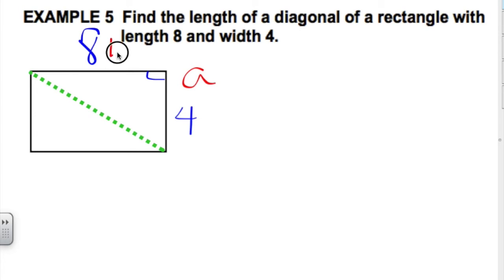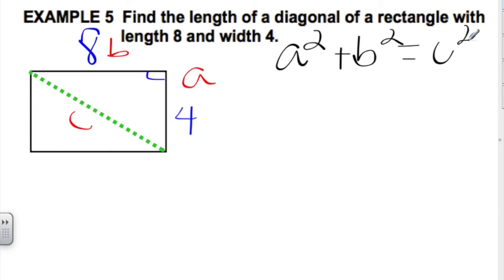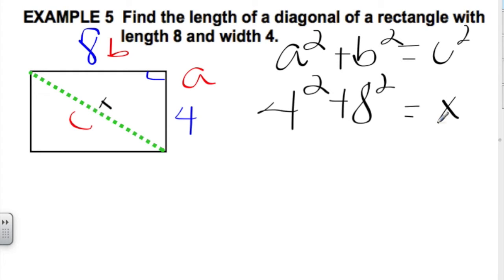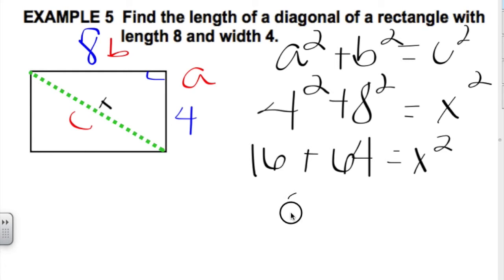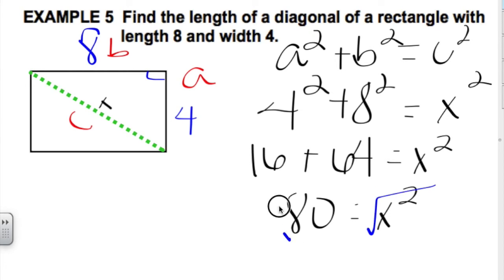Okay, the sides of my rectangle are going to be a and b, and I'm going to be solving for the hypotenuse here. So I have a squared plus b squared equals c squared. My a and b, 4 squared plus 8 squared, and we'll let our hypotenuse be x squared. 4 squared is 16, 8 squared is 64, equals x squared. 16 plus 64 is 80. Now square root, so x equals the square root of 80.